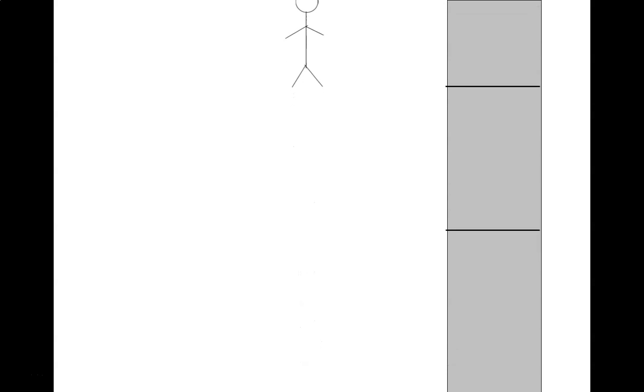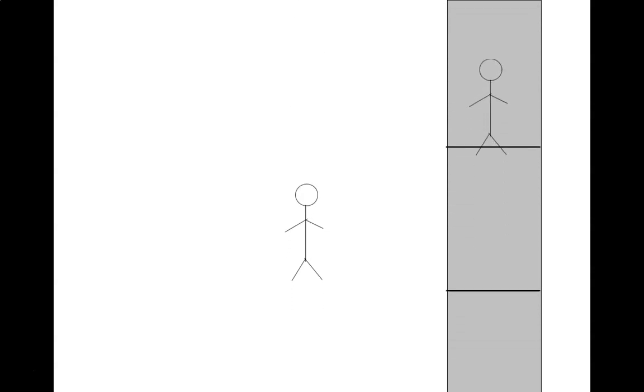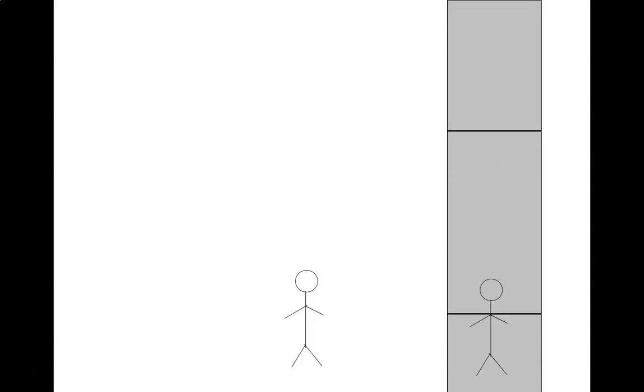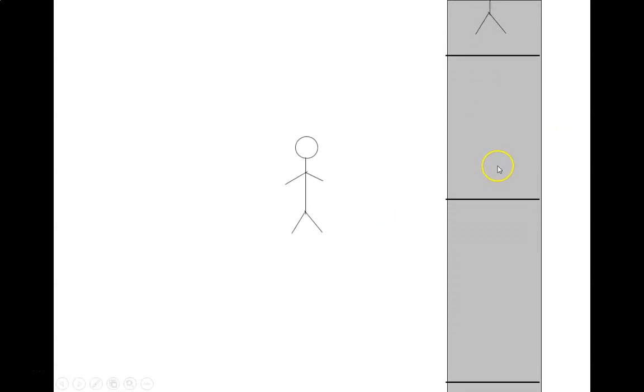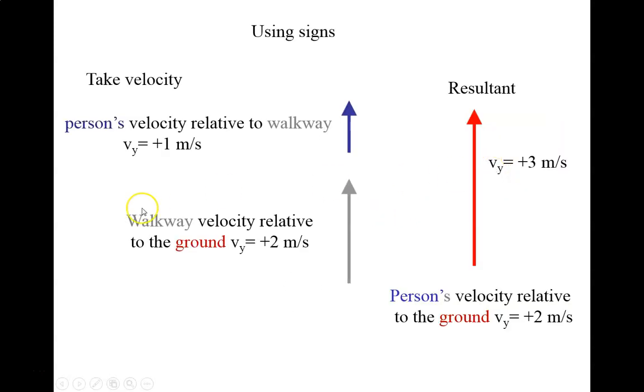So here's my amazing graphics, I tell you. So there's the person walking 1 meter per second relative to the conveyor belt. So we have to kind of keep an eye on what we're talking about the velocity to. Remember, velocity is always relative to something. We can't ever say that something is moving at a certain speed. It's always moving at a speed relative to something else.